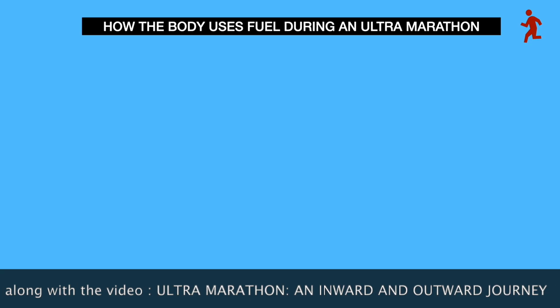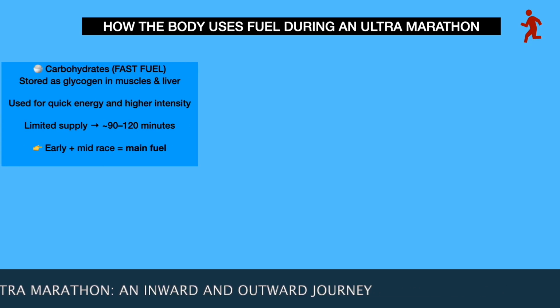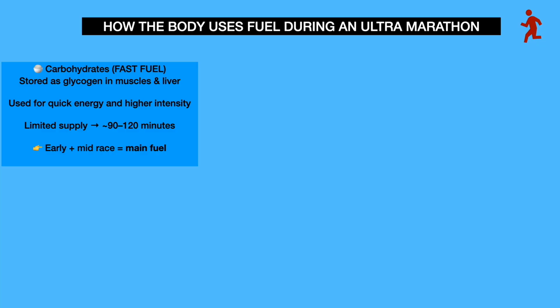Carbohydrate is the first fuel used. It provides quick energy with high intensity. It is stored as glycogen in the muscles and the liver. Normally, the glycogen lasts for about 90 to 120 minutes of your run. It is the main fuel used in the early and mid race.